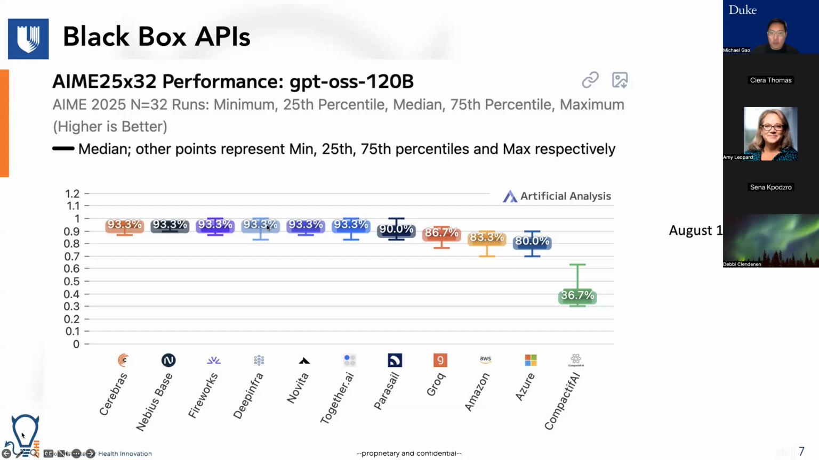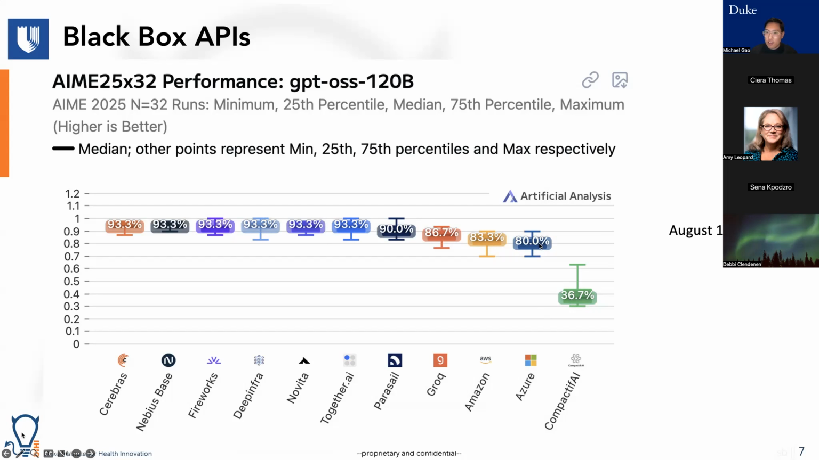And you'll see two things. The first is that each of them have error bars, and they're different sizes. And also they have different average or median performance. And so for the same exact model, you can have catastrophic errors, for example, in Compactful AI or whatever this company is.